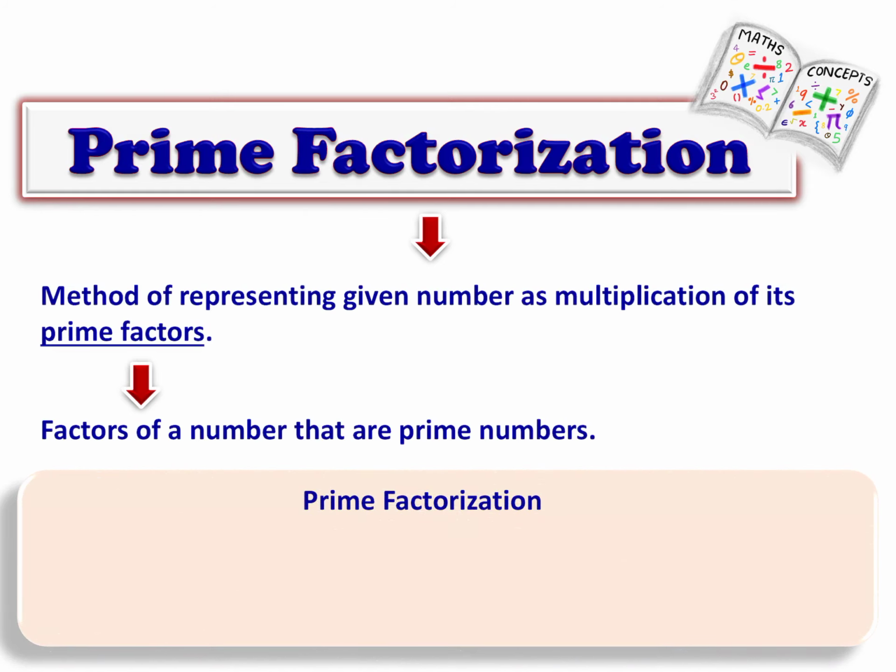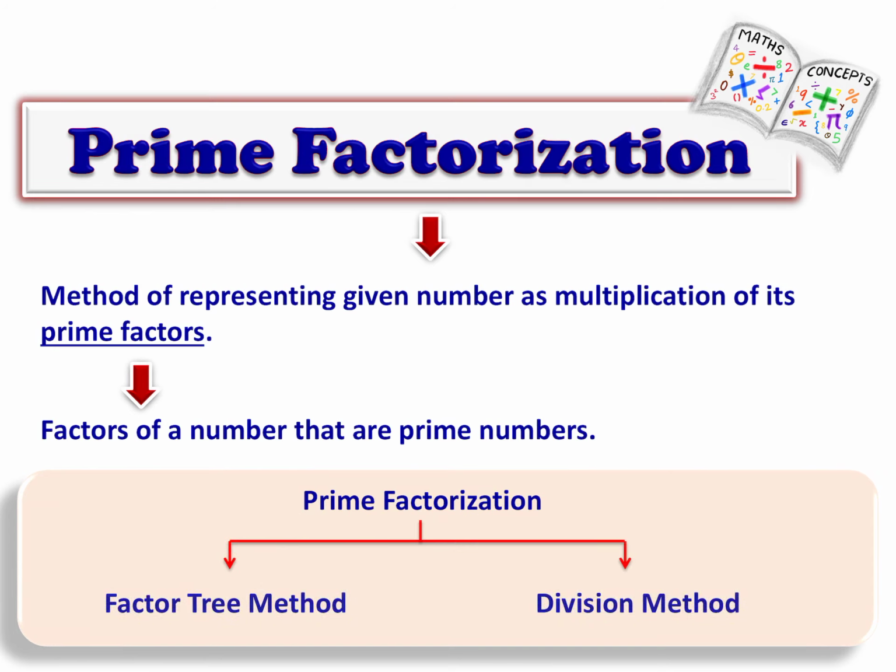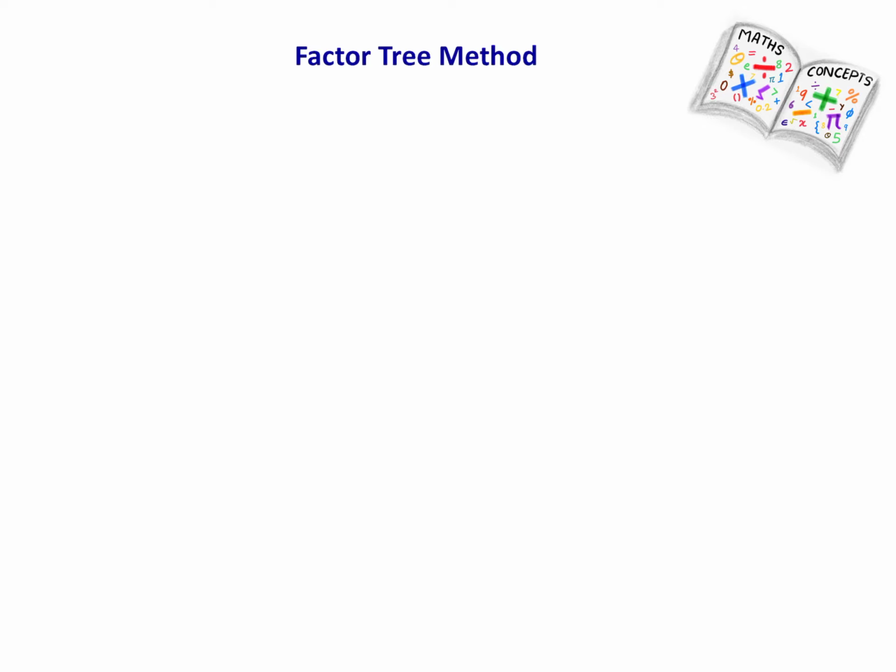So there are two methods of prime factorization. One is the factor tree method and the second one is the division method. So we will see the factor tree method first. Let's take one example, say number 24.